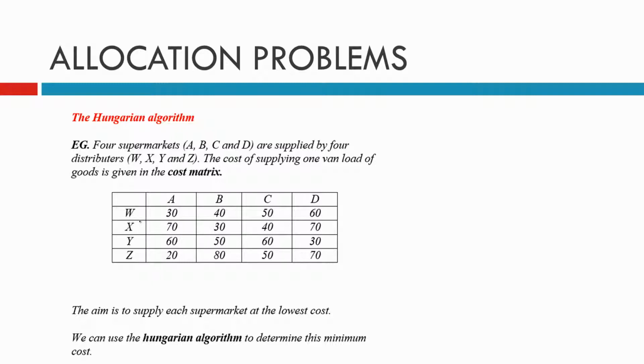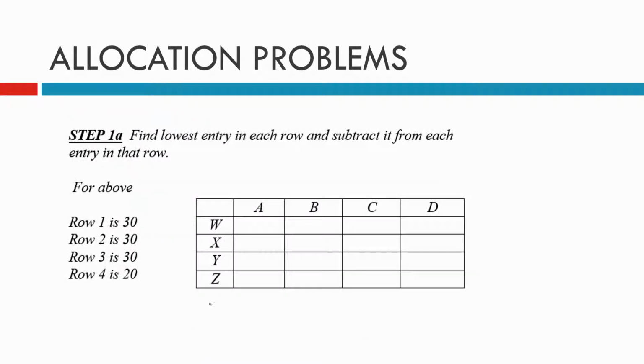The cost of supplying 1 van load of goods is given in the cost matrix. So this one here looks like distributor W can supply supermarket A for $30 for 1 van, or $40 for supermarket B, and so on. The aim is to supply each supermarket at the lowest cost, and we do this using the Hungarian algorithm to determine the minimum cost. We're going to write these in steps so you can easily follow. Step 1A says find the lowest entry in each row and subtract it from each entry in that row.